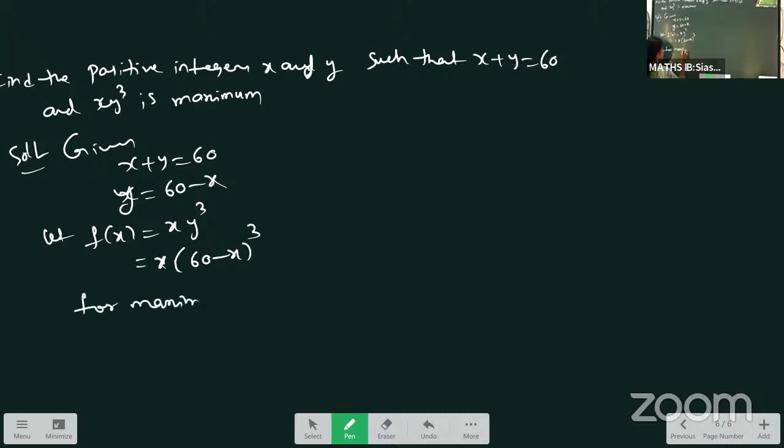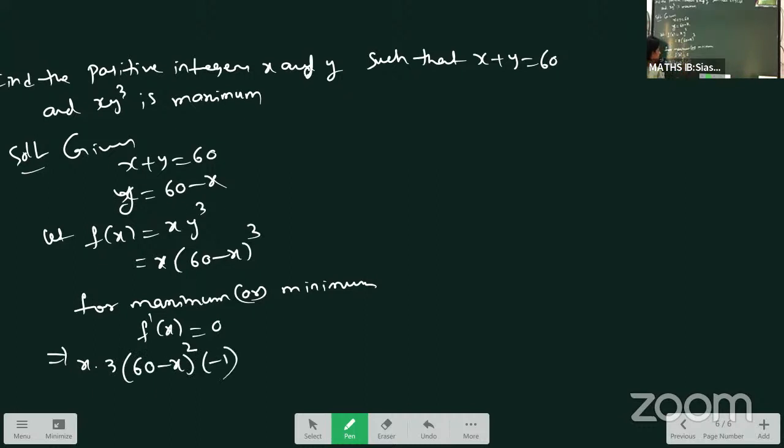Now, for maximum or minimum, f dash x is equal to 0. We'll find f dash x: u into v dash, 3 into 60 minus x whole square into derivative of minus x, which is minus 1, plus 60 minus x whole cube into 1 is equal to 0.